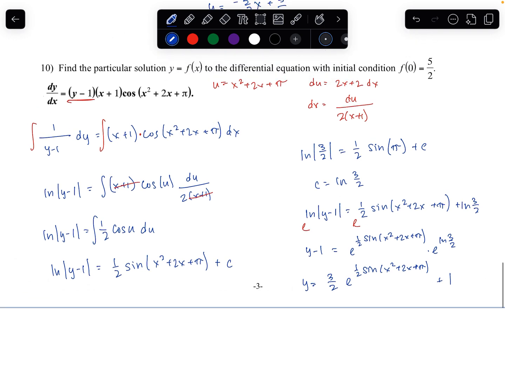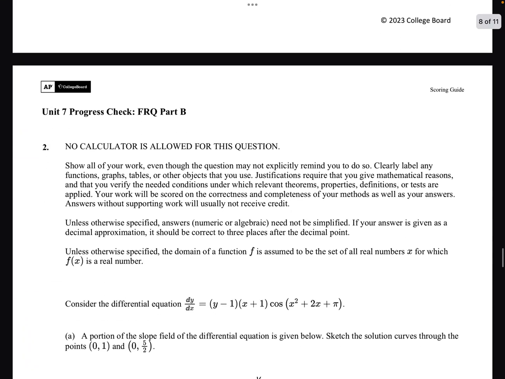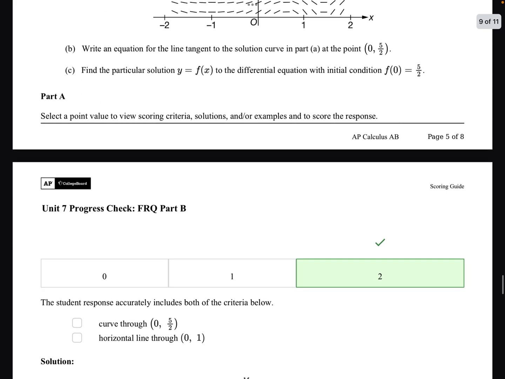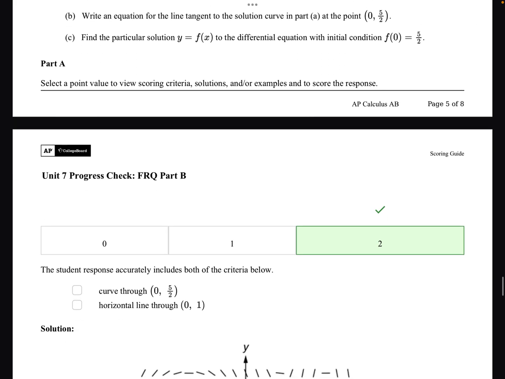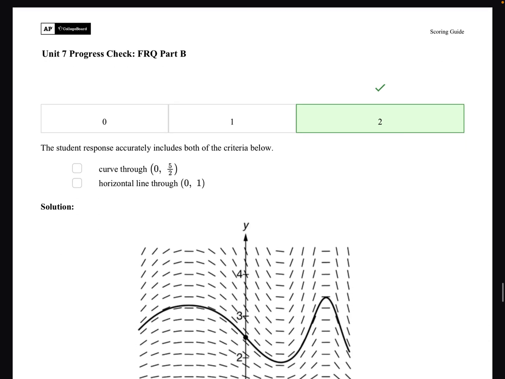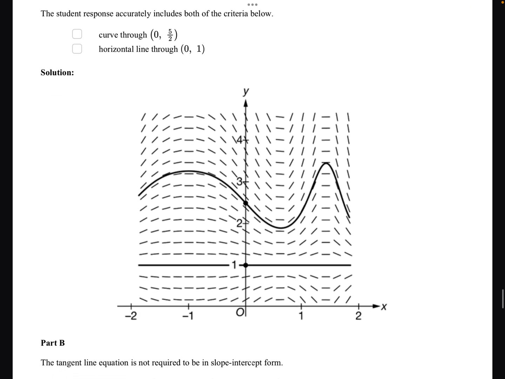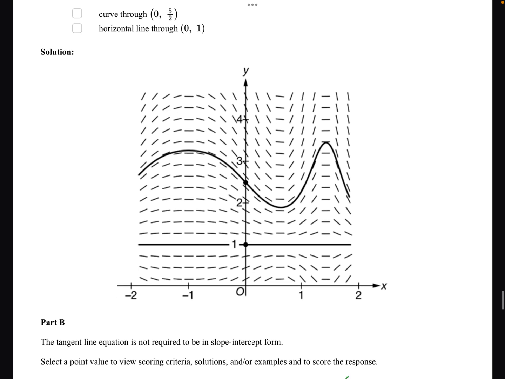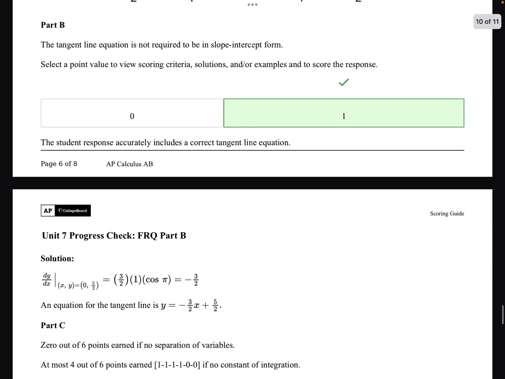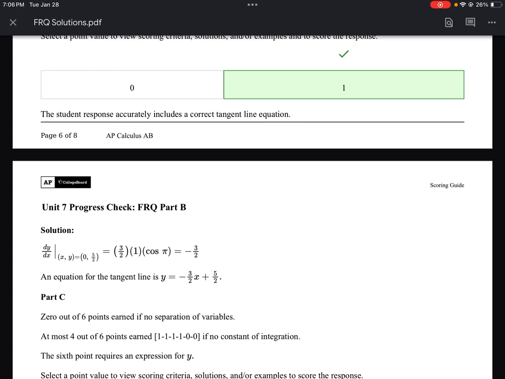there you go. Let's go ahead and check our key. This key isn't as good as the other ones. So part A, select a point. Okay, so the student response accurately includes the criteria below: curve through 0, 5/2, and a horizontal line through 0, 1. I think mine looks pretty good. Okay. Part B, you can get 1 point. Ooh, only 1 point for that. And an equation, so you have to have the right slope and y-intercept.